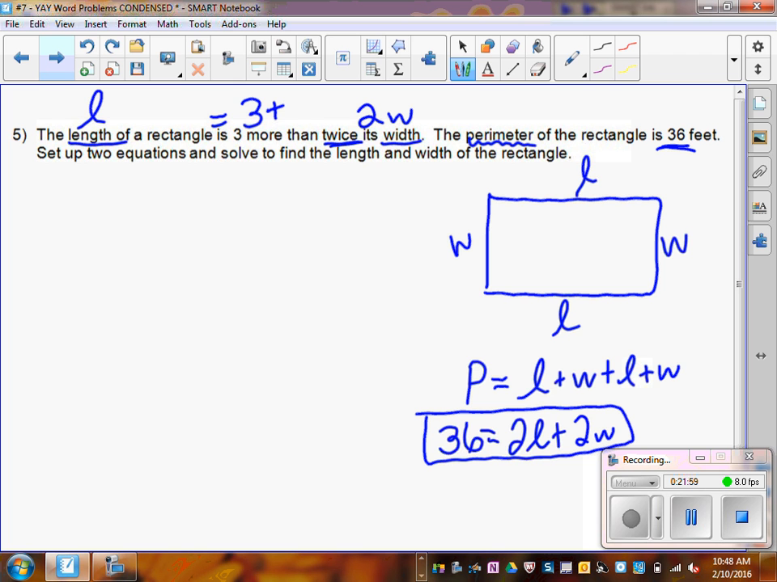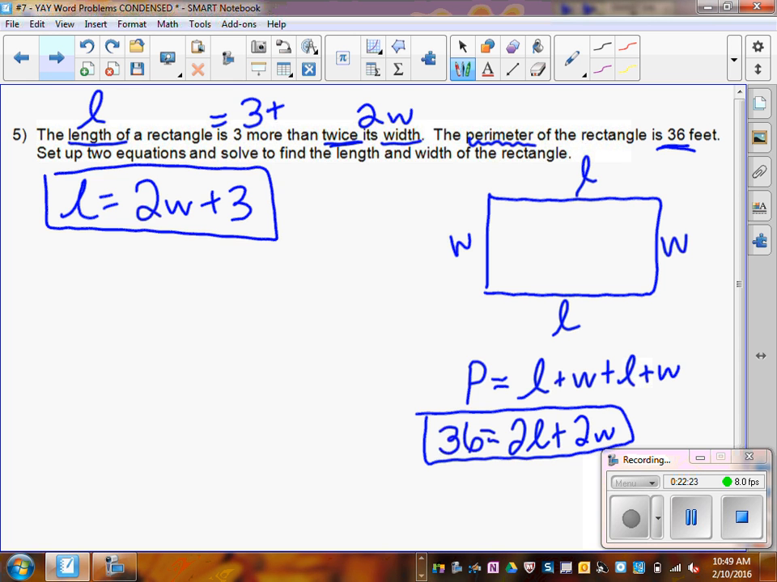So our length is 3 more than twice its width. So 3 plus twice its width. Or you could write it as twice its width plus 3. Right, either way. So they gave us that equation just in words. Okay, so there's my other equation. We have an equation for length, and we have an equation with our perimeter.